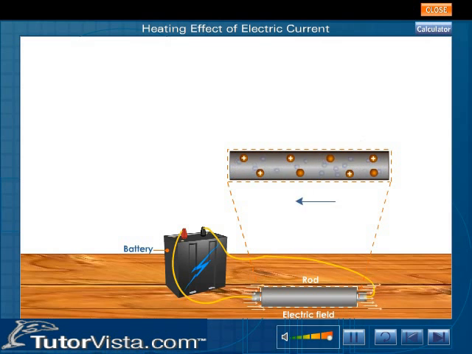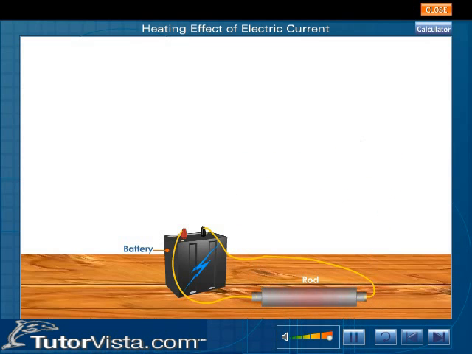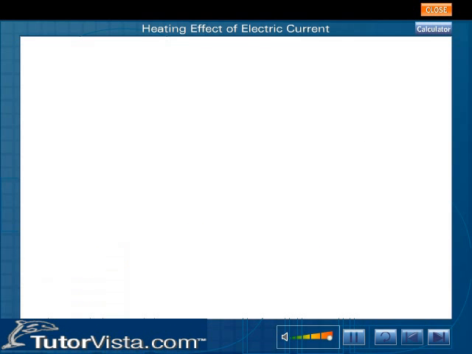They transfer their kinetic energy gained from the chemical energy of the cell. Due to this transfer of energy, kinetic energy of vibration of atoms increases, which in turn increases the temperature of the conductor. Thus, when the current flows through a conductor, heat is produced.